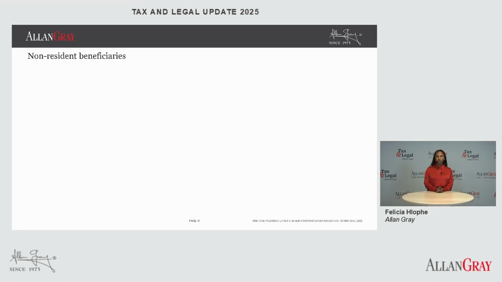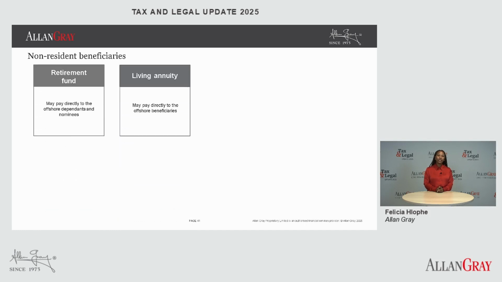The next consideration for advisors outside of non-resident beneficiaries of local trusts would be the relevant rules that pertain to making payments to non-resident beneficiaries of death benefits across the various products. So in the case of retirement funds and living annuities, the benefit may be paid directly to offshore dependents and nominees or transferred into a living annuity in the name of the non-resident beneficiaries. Living annuity payments can be remitted offshore to non-residents.